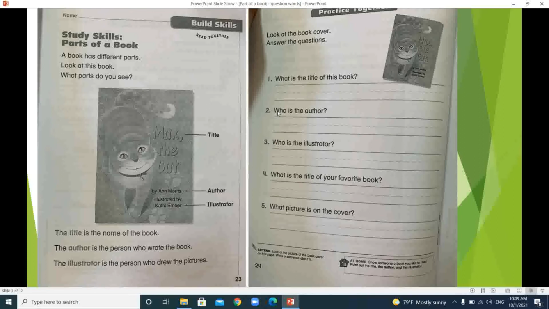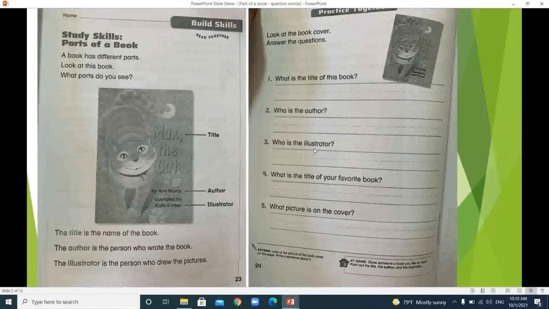Number 2, who? The word who is a question word. We use this word when we ask about a person. Okay? So the word who is asking about the name of the person. Who is the author? We said author is the person who wrote the book. Let's go to the book cover and look for the name. Anne Morris. Okay, and we will write Anne Morris here.